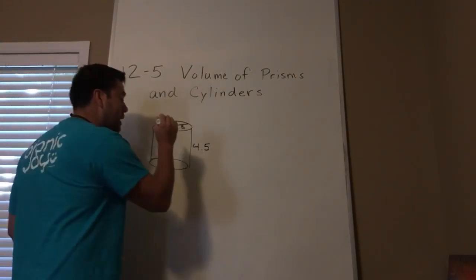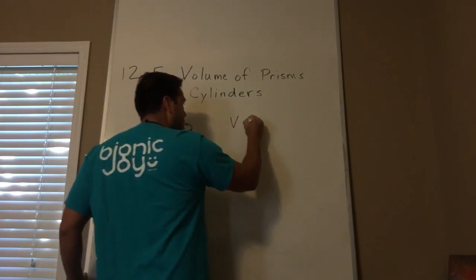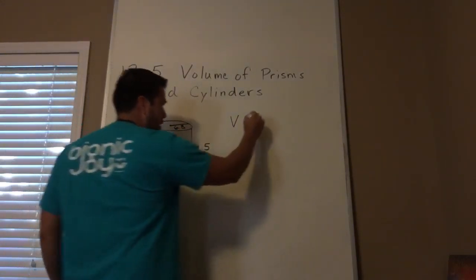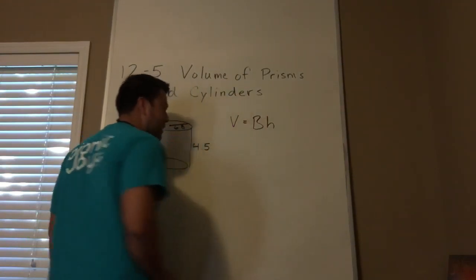So to find the volume of a cylinder, all right, here's a new formula. Volume equals area of the base times height.